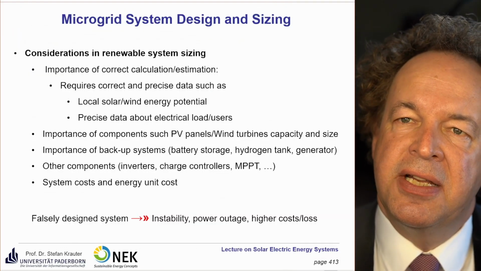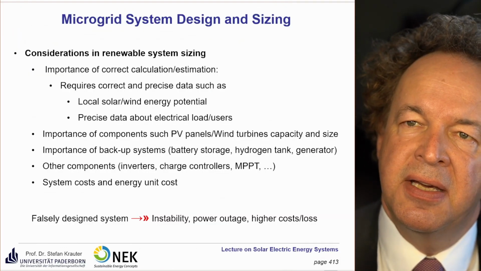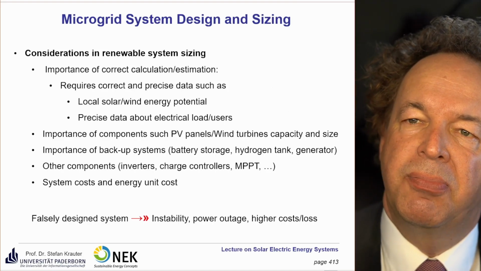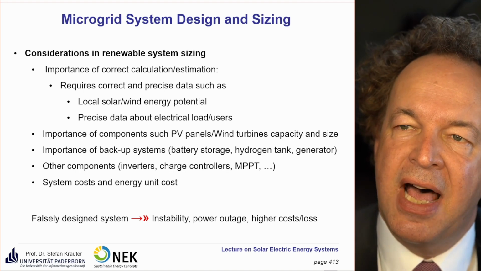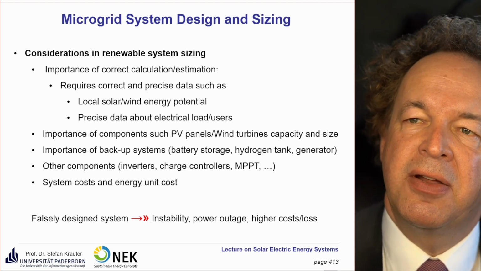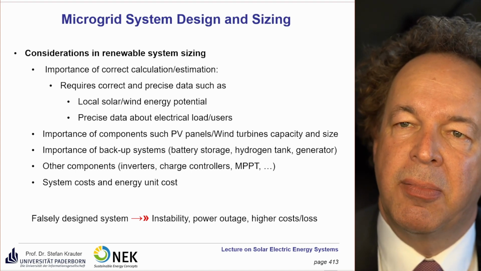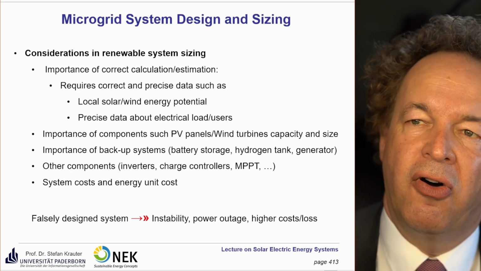So the consideration in system sizing is the correct calculation and estimation. We have to have precise data such as local solar and wind energy potential, because if you make a mistake there, the whole system design fails. We have to have precise data about the electrical load and the users, the importance of components such as PV panels, wind turbines, capacity and sizes. Usually in the simulation package you find a big catalog of famous manufacturers of those components, for example PV panels or wind turbines, but also of batteries.